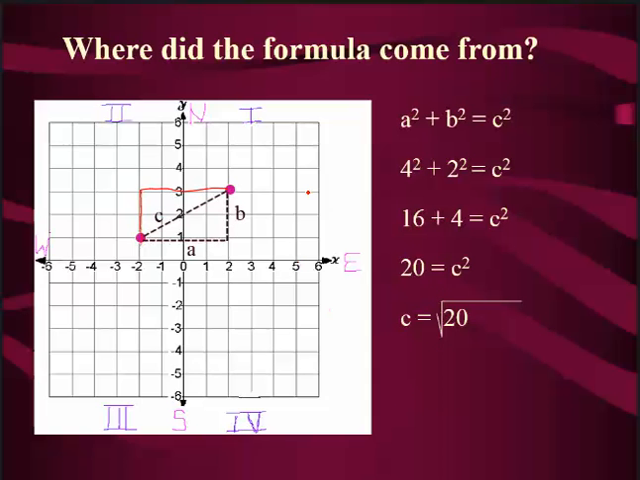So if you don't like memorizing formulas, then just draw a right triangle and count the lengths of your side A and your side B. Plug it into Pythagorean's theorem. It works either way. This way you need graph paper, coordinate grid.